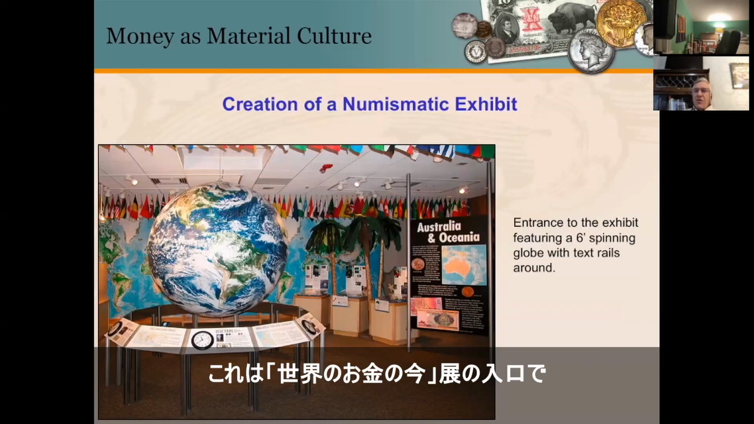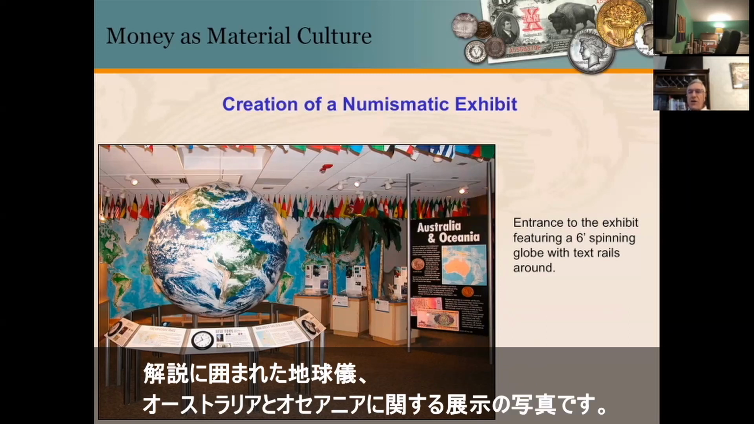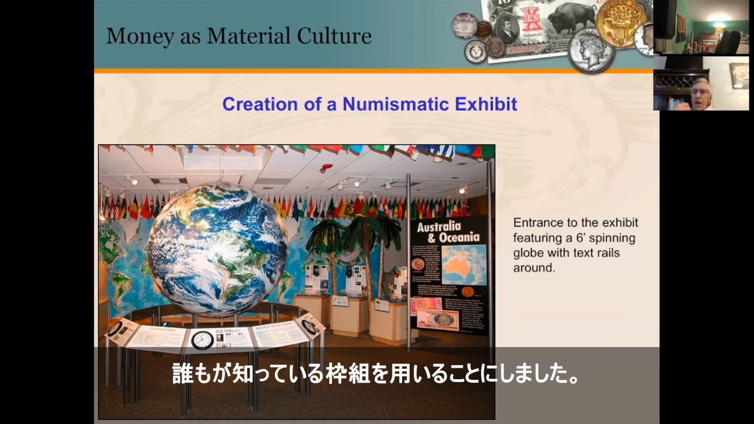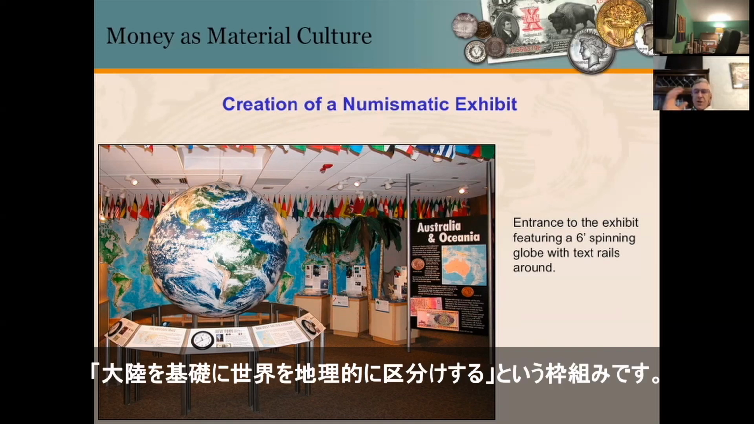Here we have the entryway of the money of the world today, showing the globe with its text rail and part of the Australia and Oceania portion of the exhibit. How to organize the exhibit was a major question. It was decided to go with an organizing principle that everyone is already familiar with, a geographic division of the world into continents.